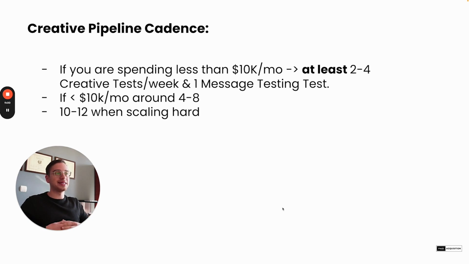If you're spending less than 10K a month, have at least 2 to 4 creative tests and 1 message testing test, so 1 phase 1 test. If you're spending more than 10K a month, around 4 to 8, and 10-12 when scaling hard, i.e. 3-4K a day plus. It gets more important as you scale spend to have more in the pipeline, because you're going to find more winners.